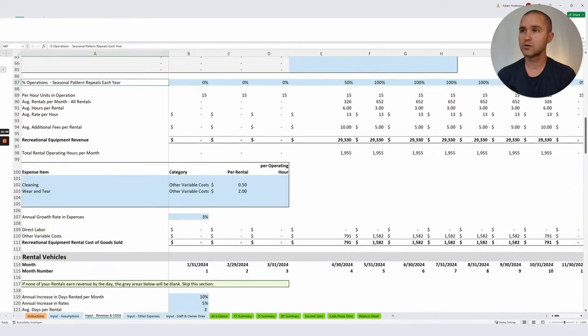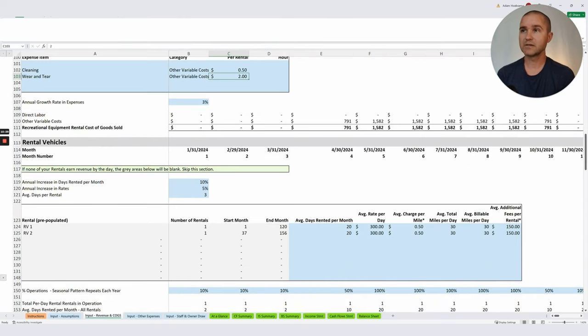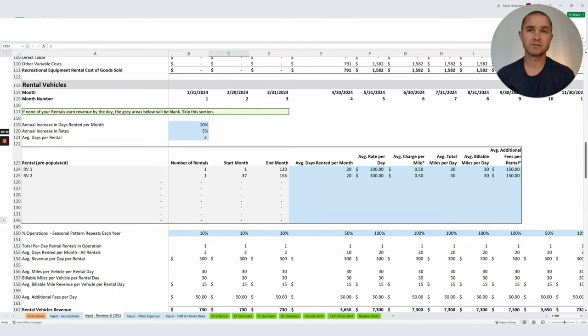You can also add some cost of goods sold items. So that could be things like cleaning and wear and tear on the equipment. And we can set these up as a per rental cost. So we're saying it's going to take 50 cents per rental per unit for cleaning and $2 per rental for wear and tear on the e-bikes and the kayaks in this example. Okay, so now we've got the rental vehicle section here, which is the RVs. So we've got the two RVs piped in.